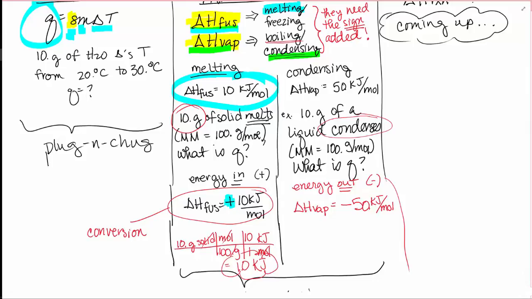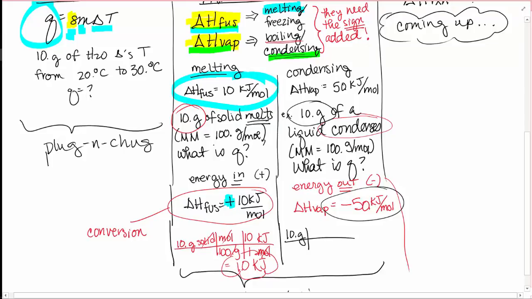Great. This helps me convert between kilojoules and moles. I have grams, so I'm going to try to get that into moles. So just like before, 10 grams of my liquid at 100 grams per mole. And now I can use this, negative 50 kilojoules per mole. Mole goes on the bottom, so it cancels. Negative 50 kilojoules. And when I get that, I get a negative 5 kilojoules. That's the amount of energy that is lost to condense that.